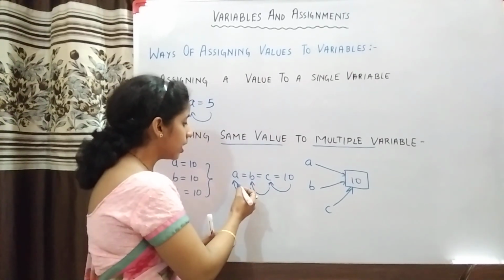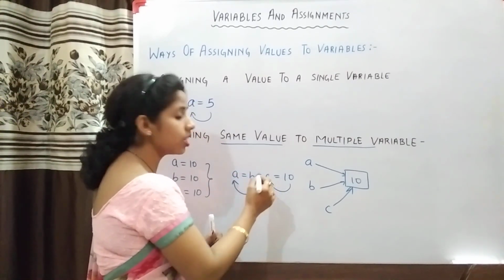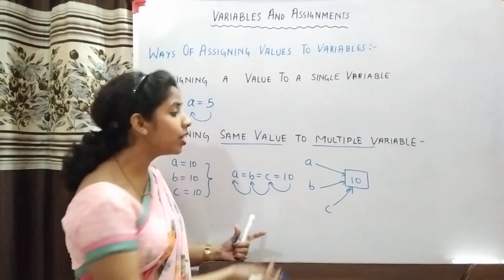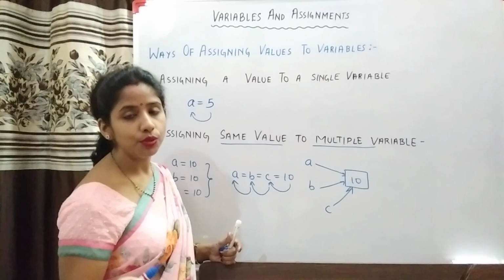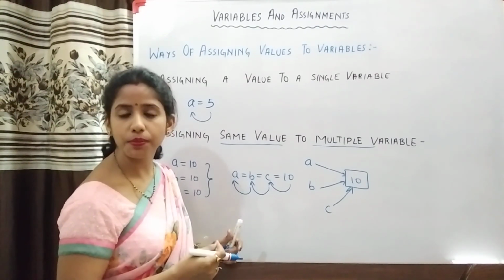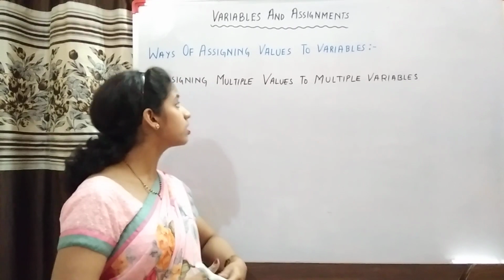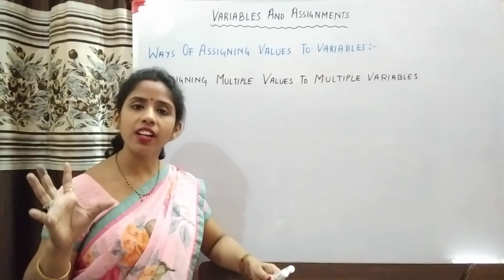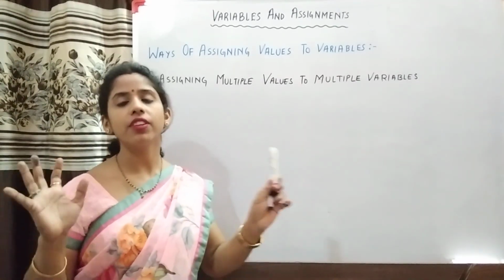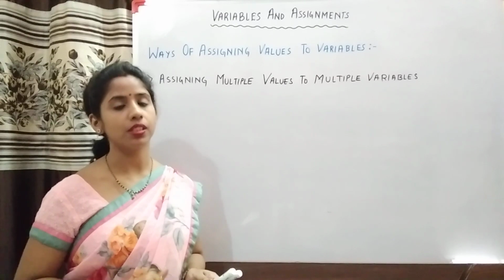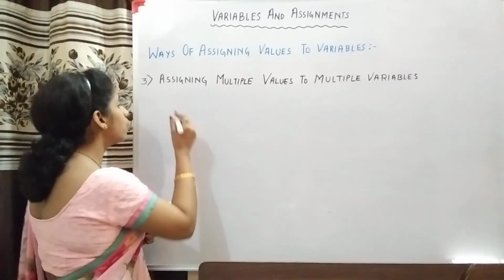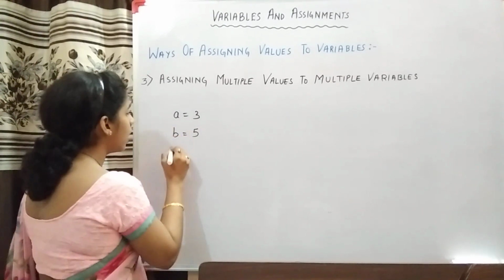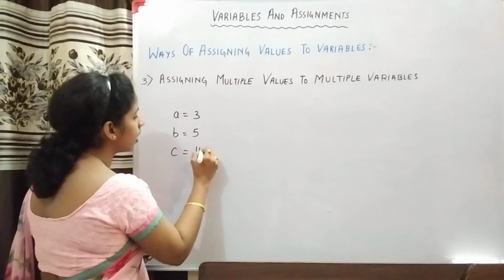So in this case your variables a, b and c all are the L values, because these are the objects to which you can assign a value, and 10 is the R value because this is the value that is being assigned to these variables. Then the third way is assigning multiple values to multiple variables. Means we will be having multiple values and we will be having multiple variables, and we have to assign those values to these variables. Okay, so for this, suppose you want to assign the value 3 to a, and then you want to assign 5 to b, and you want to assign 10 to c.